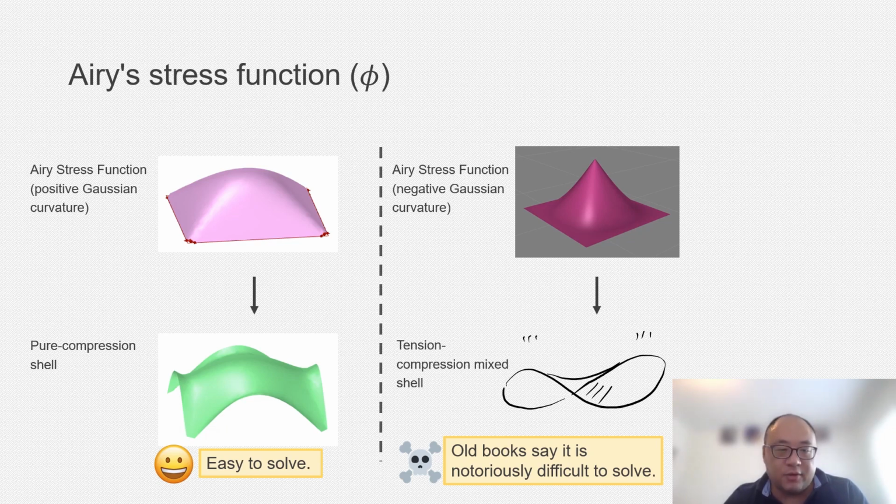However, at first, I could not find any existing studies on this, which is strange because many people are aware of the concept of stress functions and know that negative Gaussian curvature is a tension-compression mixed stress state. Eventually, I learned that this is a well-known problem, which is known to be notoriously difficult to solve.